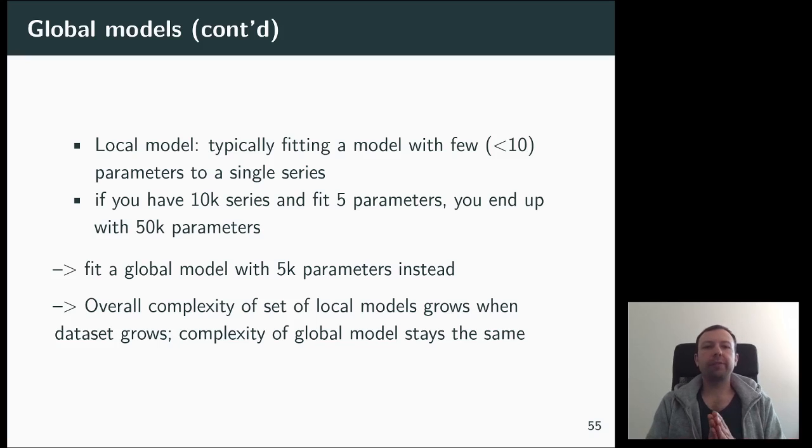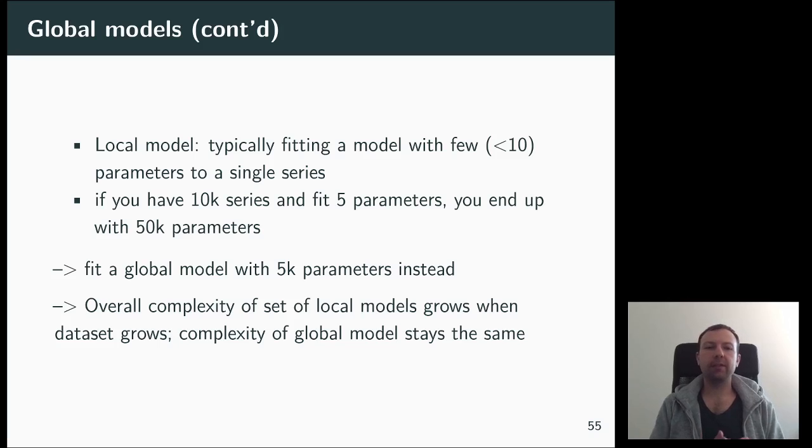Because if you think about it, if you build a local model, one model per series, maybe with ETS you are fitting only 5 parameters for a series. But now if you have 10,000 series that you want to forecast, you fit 5 parameters per series, so you fit 50,000 parameters in total. So maybe try to fit a global model instead with just 5,000 parameters, right?